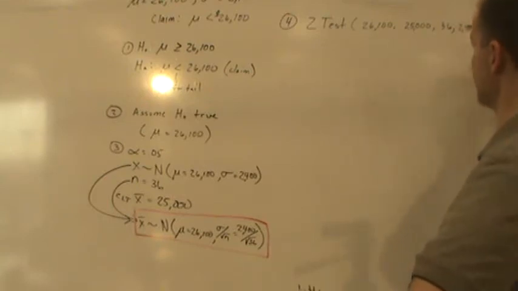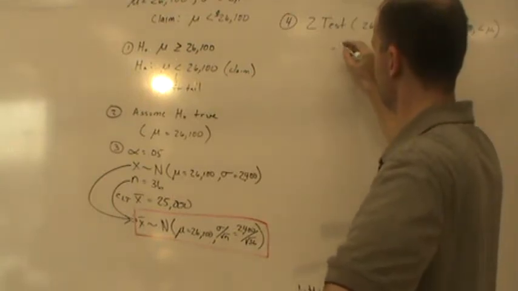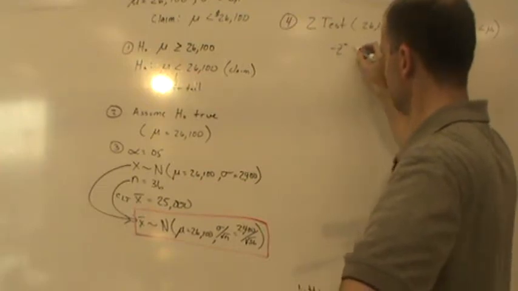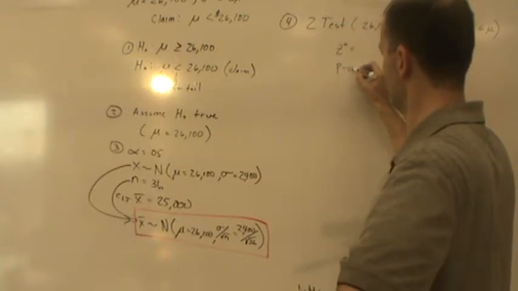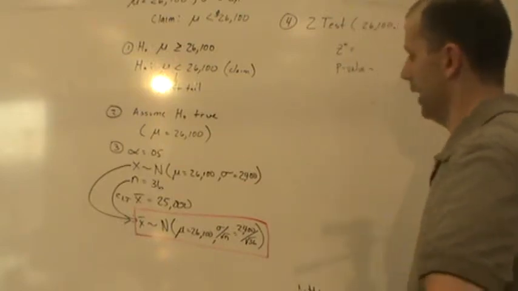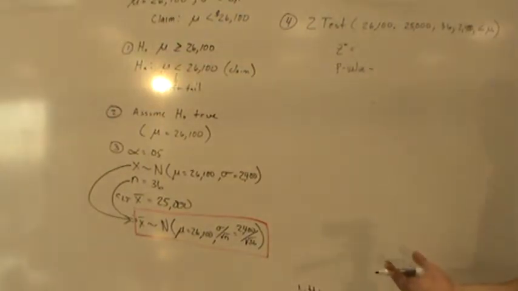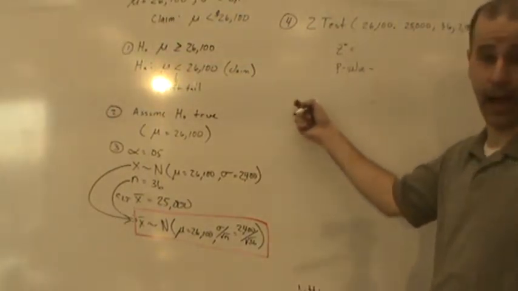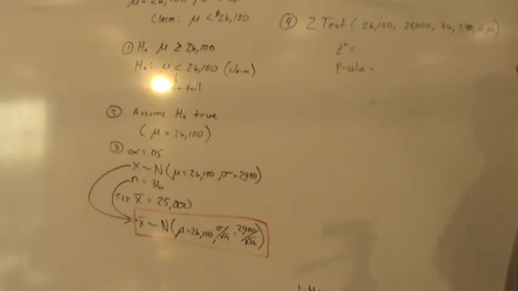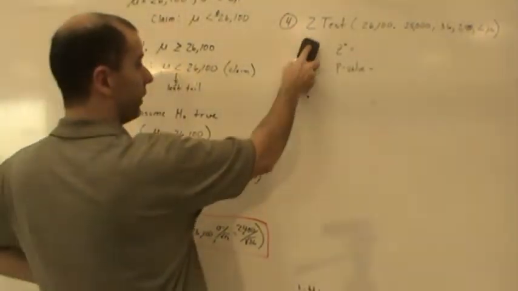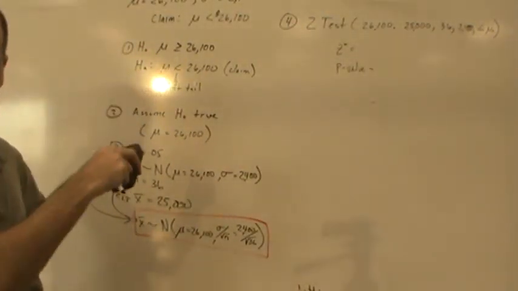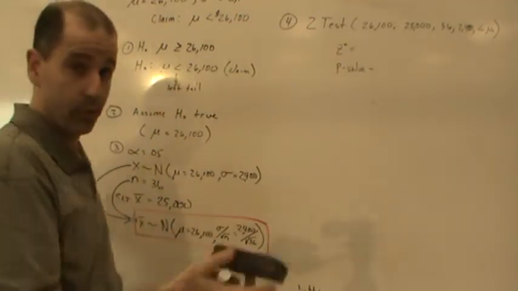Okay? But once we stick this information in, it's going to give us our z star, and it's going to give us our p-value. And once we have those two, then we can do the traditional method or the p-value method for step 5, the comparison. So now I'm going to do it by hand because I don't have my calculator. But again, use the calculator to verify that these are correct. I'm going to do it by hand so you can see that it still works.